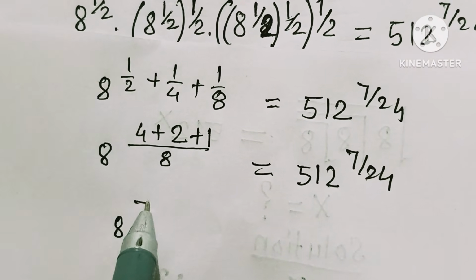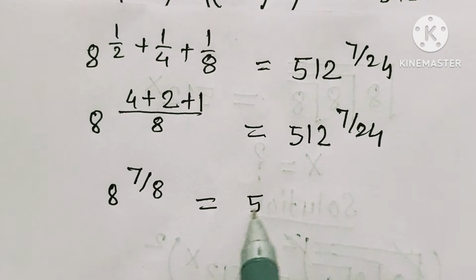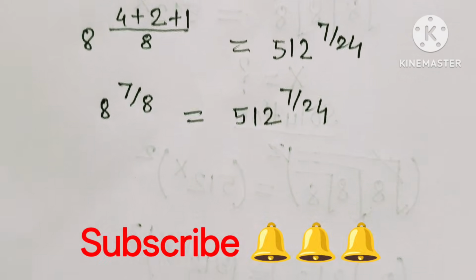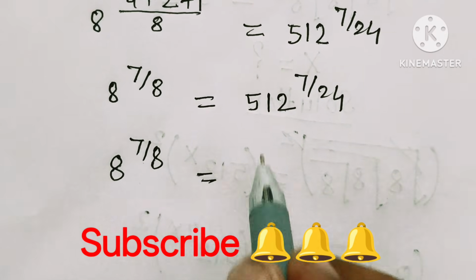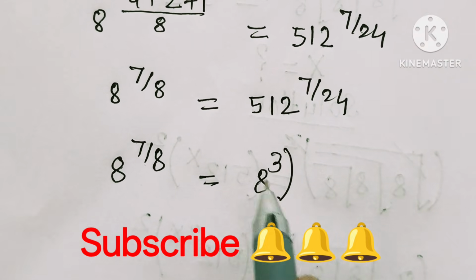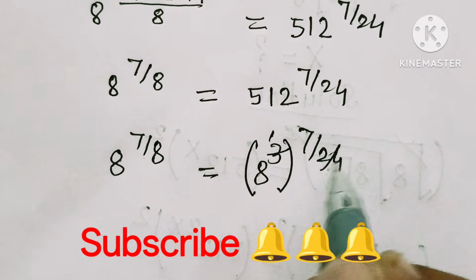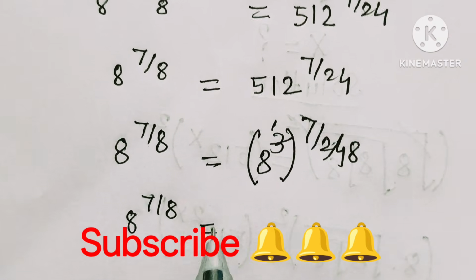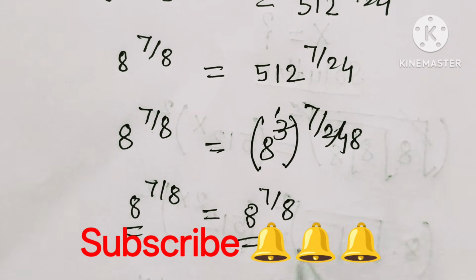8 raised to power 7 by 8 equal to 512 raised to power 7 by 24. Now we can write here 8 raised to power 7 by 8 equal to, 512 is a cube of 8, 7 by 24. So 3 ones are 3, 3 eights are 24. So 8 raised to power 7 by 8 is equal to 8 raised to power 7 by 8. So this is the same answer.